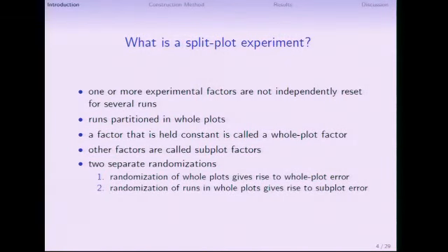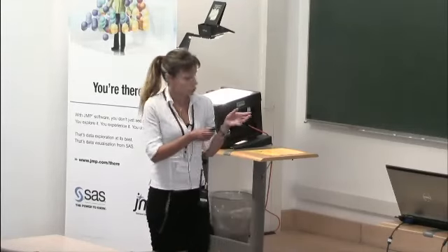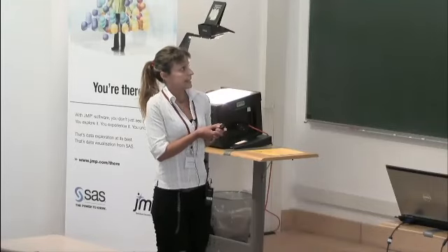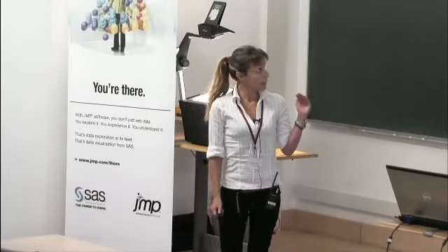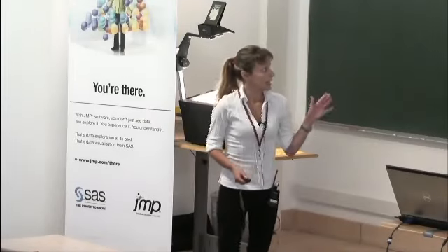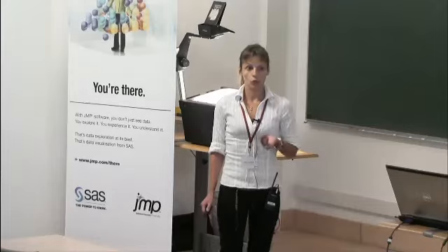industrial experimentation often involves one or more restrictions on the randomization. In these situations, one or more experimental factors are not independently reset for several runs. For this reason, the observations are separated into groups. These groups of observations are called whole plots. Inside these groups of observations, some factors are held constant, while others are set independently. A factor that is held constant is called a whole plot factor, while the other factors are called subplot factors. And usually the levels of the whole plot factors are levels that are hard to change.